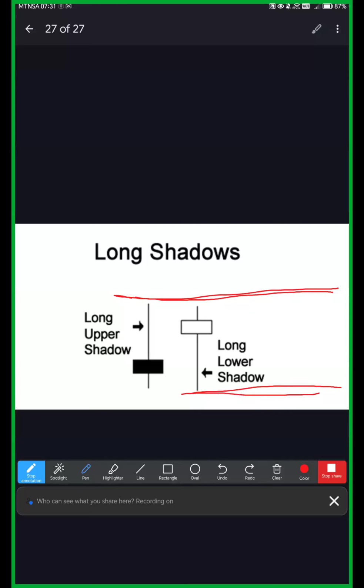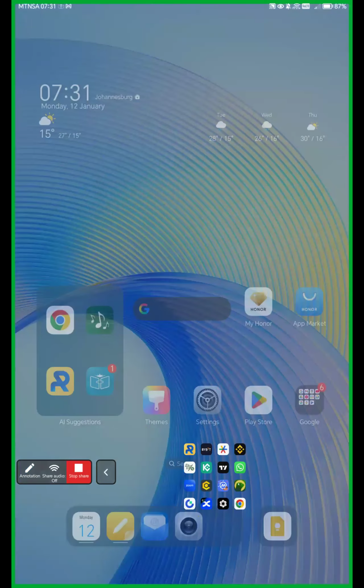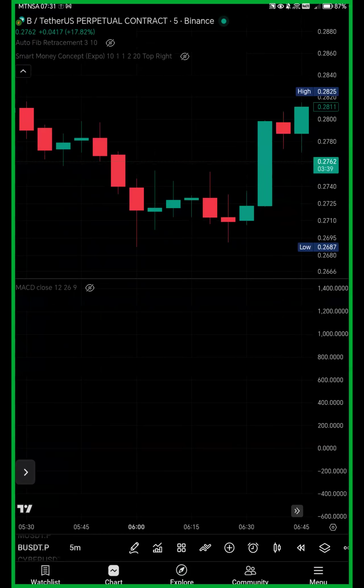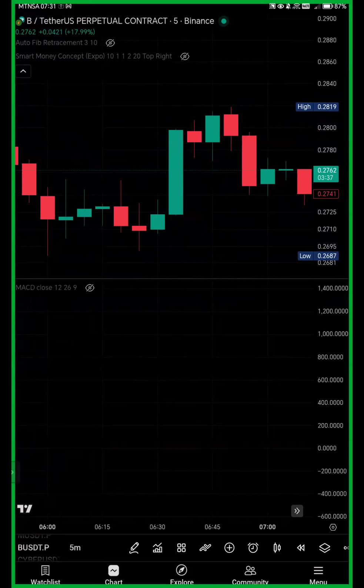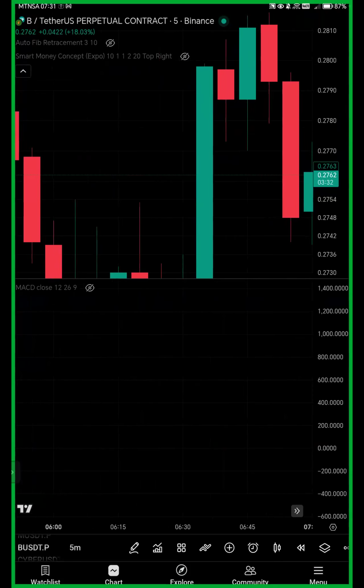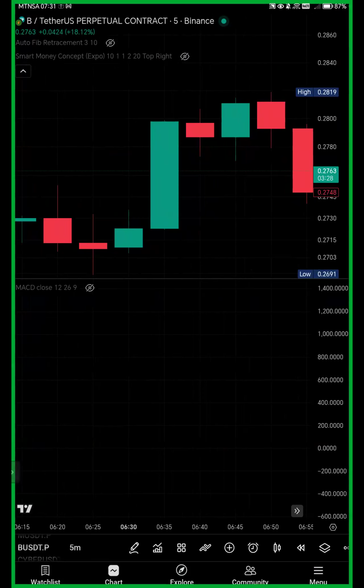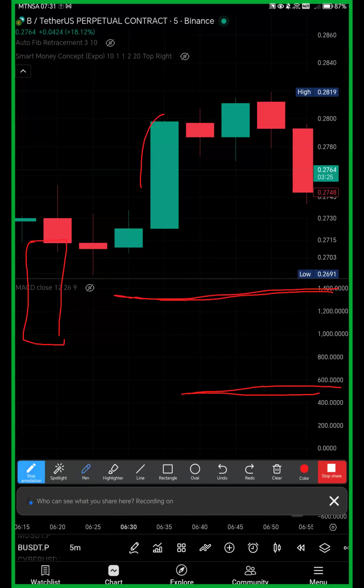Mind you, there are other scenarios. Here I'm only talking about shadows. But there are other scenarios where you are going to find a full body like this without a shadow. You're going to come here to TradingView and see that there are candles that are full, like this one. Ladies and gentlemen, let me enlarge it. Can you see this candle here?